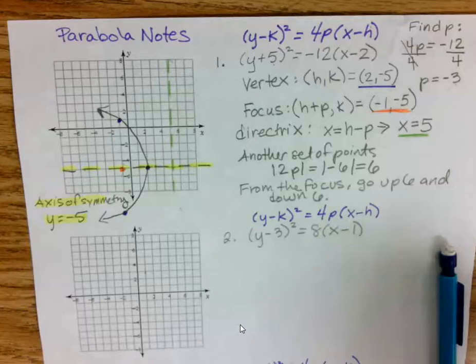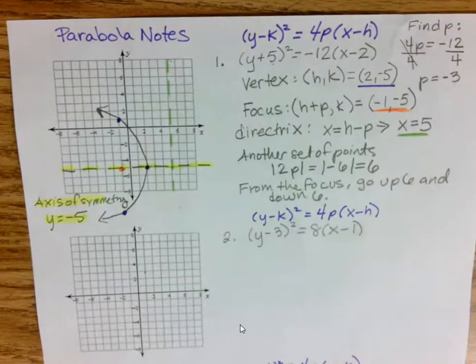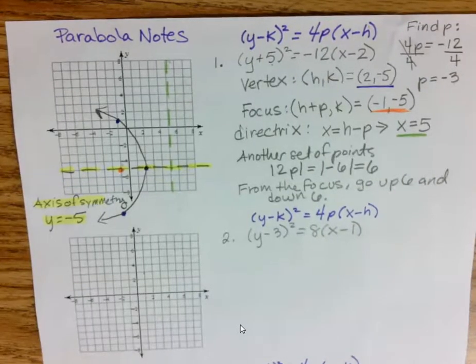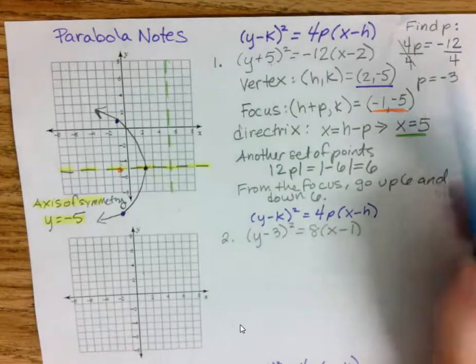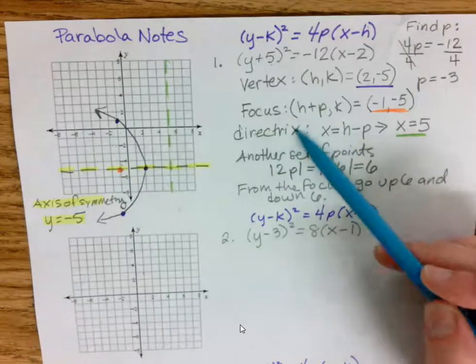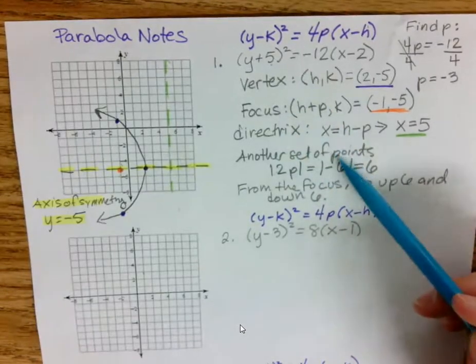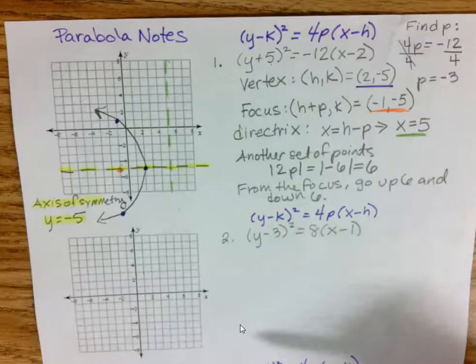All right, so take a minute to copy down problem 2, and I want you to follow the exact same steps. You can see that it's still the y that is squared. You're still going to start by finding p, and then find your vertex, focus, directrix, find your extra set of points, and then graph your parabola. And then when you're done, you can graph your axis of symmetry.